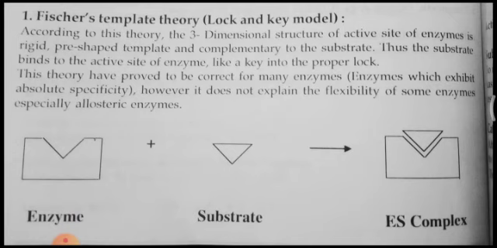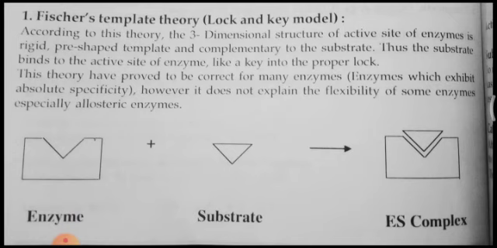It tells that the shape of the active site is similar to that of the substrate, but there are certain enzymes where the active site is not similar to that of the substrate, but during the binding process, the active site will take the shape of the substrate. So this only tells about rigid active sites, not the flexible active sites of the allosteric enzymes.